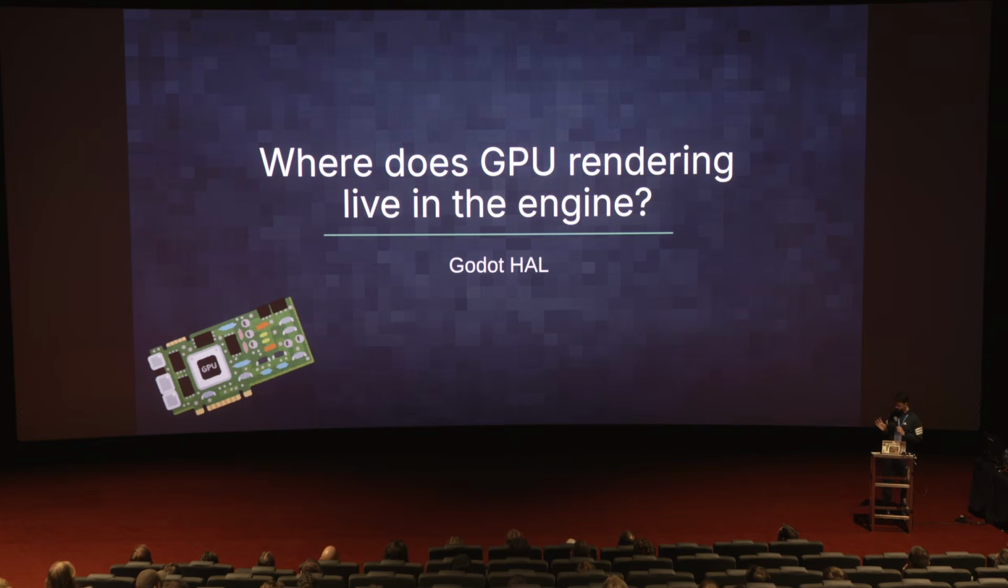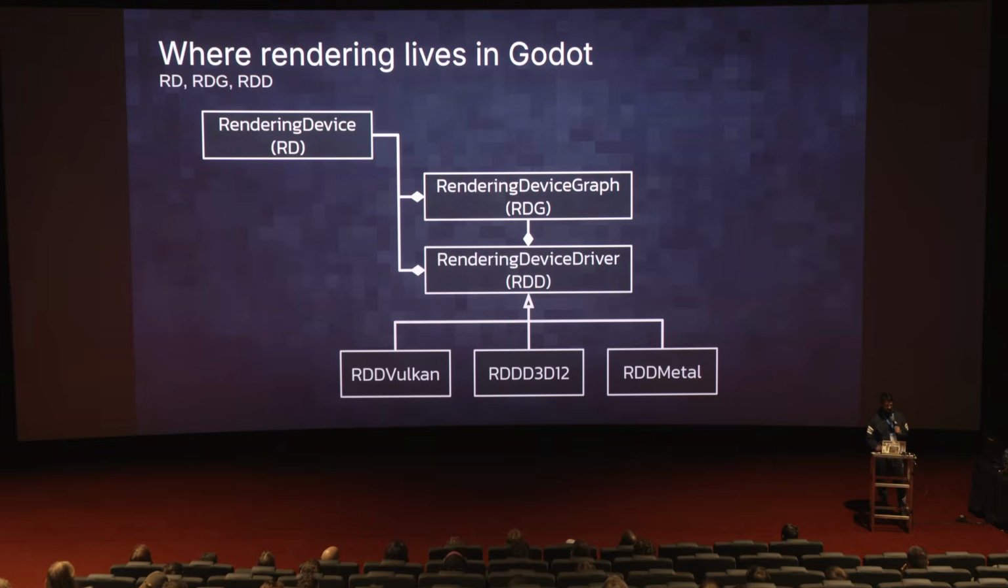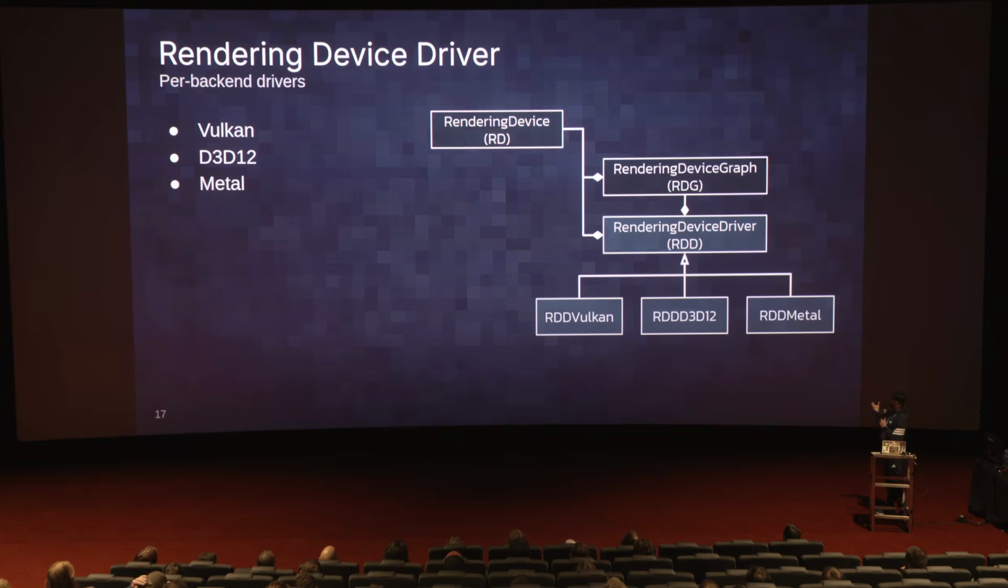But where does GPU rendering live in the engine? What do I mean by that? Where is the code? What code should I touch? So I came up with these. There are a bunch of classes in the Godot source code, which are the RenderingDevice, the RenderingDevice graph, and the RenderingDevice driver. The RenderingDevice driver is a polymorphic type. This is an abstraction. It's a unified interface over the graphics APIs available to us. So there are concrete implementations of this class for Vulkan, DirectX 12, and Metal.